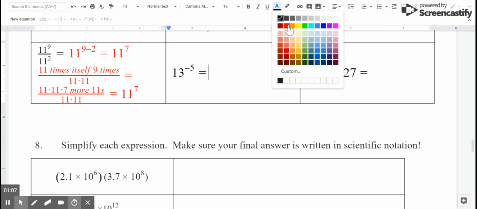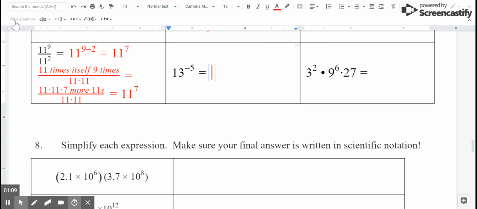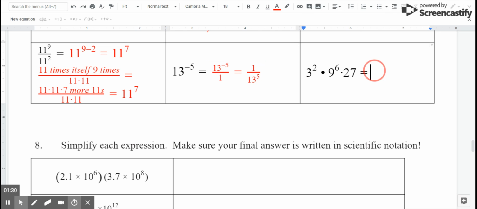13 to the negative 5th, I'm going to use that rule for when I have negative powers. So 13 to the negative 5th is the same as 13 to the negative 5th over 1, if I were to think of it as a fraction. And then once I've got it in this form, in order to make that power positive, I will take the reciprocal of the fraction, but just change the power to a positive power. So that's where I'm getting 1 over 13 to the 5th.